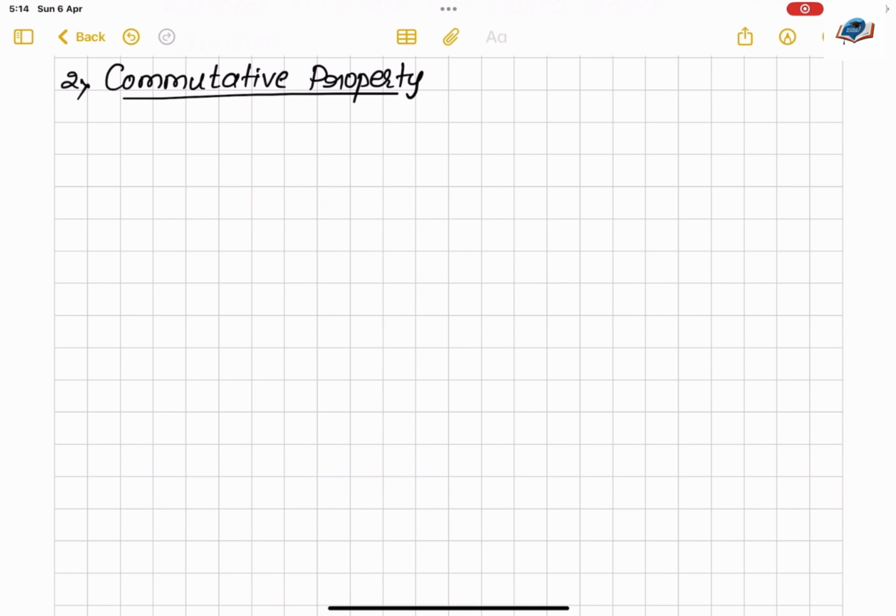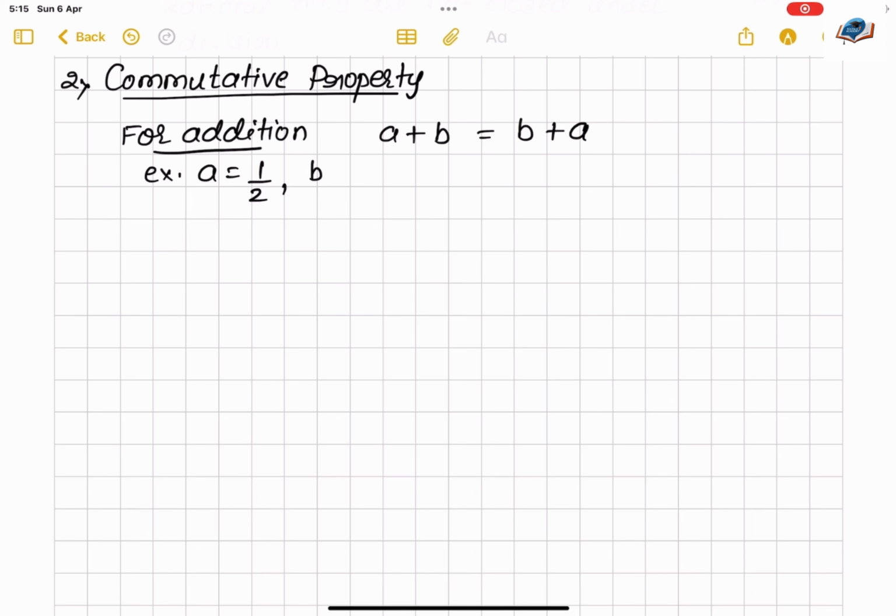Now next is commutative property. So here also again we have to do for all. So commutative property says that for addition, A plus B should be equal to B plus A. So now let us check. Example, A equal to 1 by 2, B equal to 1 by 3. So A plus B will be 1 by 2 plus 1 by 3, and B plus A will be 1 by 3 and 1 by 2.